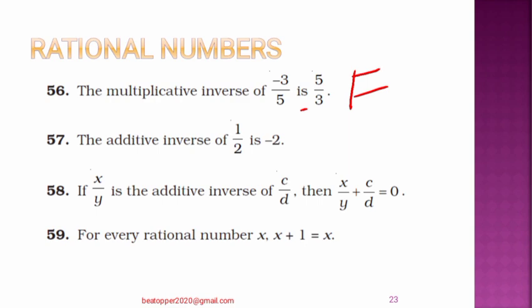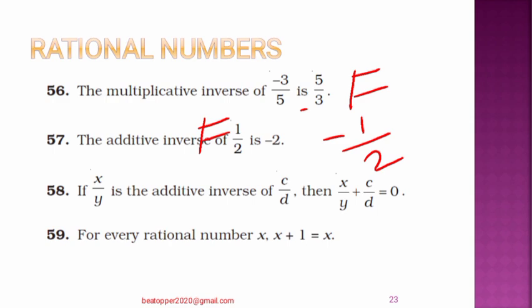Next question, the additive inverse of 1 by 2 is minus 2. No, what is the additive inverse? Additive inverse means just change the sign. So the additive inverse of 1 by 2 is minus 1 by 2. It is not minus 2. Okay, so the statement is false.